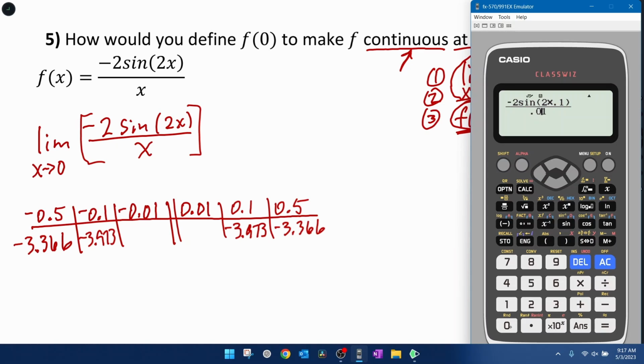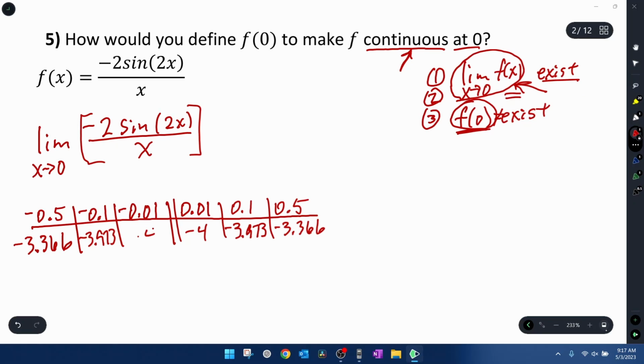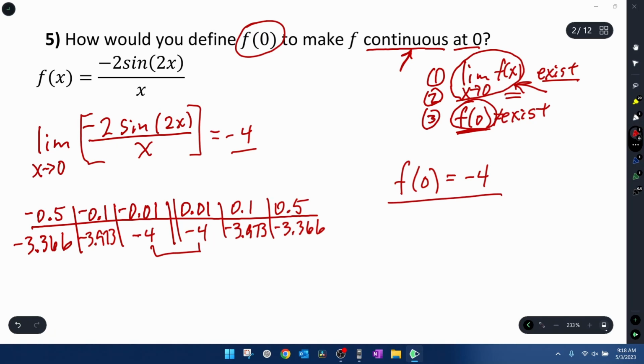And then one more time. Again, simply go back. This time we're going to input a 0 to do our 0.01. That's the positive. Negative 3.997. That's actually going to round to negative 4 if I go to 3 decimal places again. So I'm just going to say rounded to 3 decimal places, that would actually be negative 4. And that right there indicates what our limit is. And so that in turn is what we need to define our function as. So f of 0 would need to be defined as negative 4 so that the limit exists, the function value exists, and the limit equals the function value.